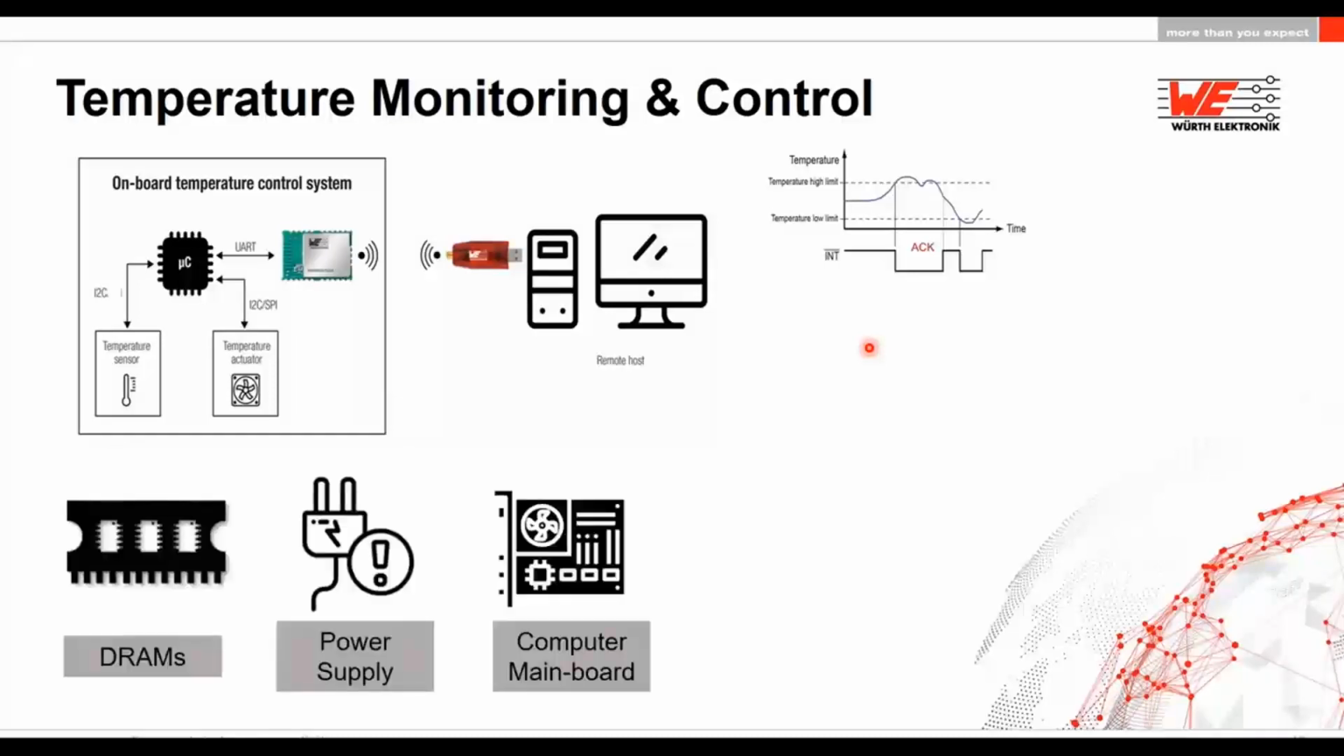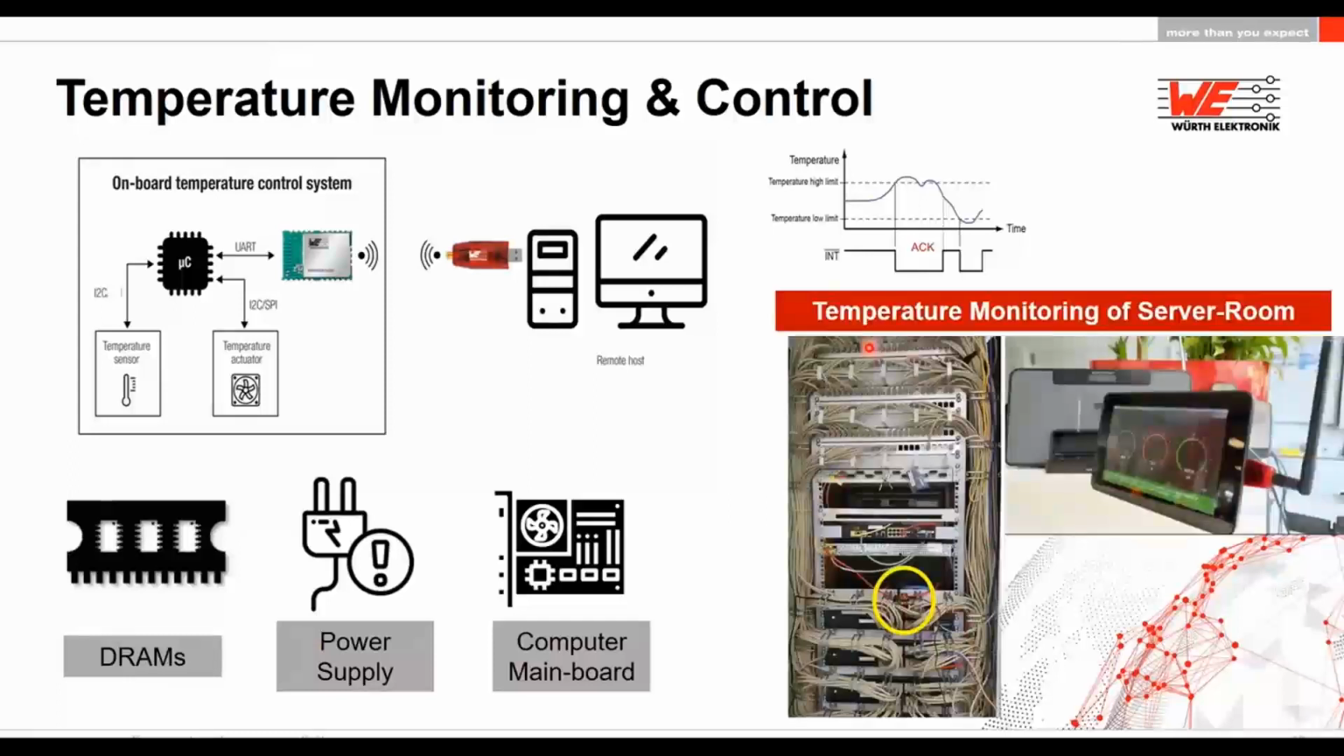This kind of temperature monitoring is used today in DRAMs, in power supplies, and also in the computer main board, where the temperature of the PCB or the whole housing needs to be maintained at a certain point. Another example is the temperature monitoring of the server room. This is a picture of a server room from our Germany office, where we put a temperature sensor, because the server room needs to be continuously monitored. The temperature should not go too high at any point, and this is the logging station or display station at our working desk, where we can constantly monitor the temperature of the server room wirelessly.